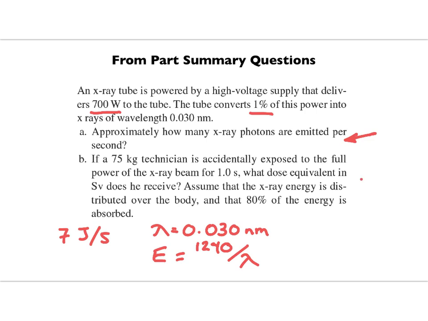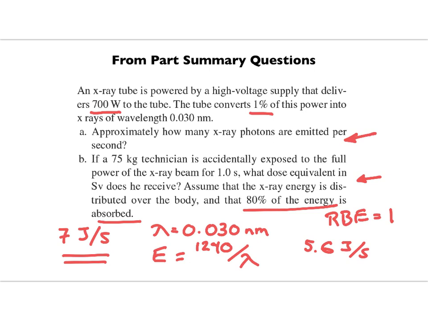The second piece of the puzzle is I'm going to be thinking about the dose equivalent in sieverts. Now, the RBE for X-rays, as for gamma rays, is just equal to 1. So we can compute the dose in grays, and that will be the same as the dose equivalent in sieverts. We're going to assume that 80% of the energy is absorbed. So here's a question: there's 7 joules per second of X-rays, so how much energy is absorbed by the body? 5.6 joules per second. And the technician is exposed to the full power for 1 second, so the energy he absorbs is just 5.6 joules.